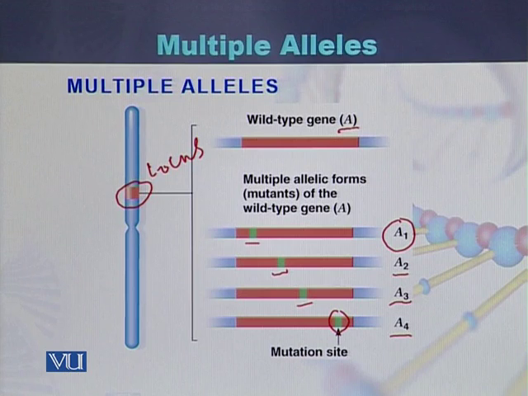So we can say that the concept of multiple alleles is that genes are present on the chromosomes, and genes can be monoallelic, they can be diallelic, and they can be multiallelic, or multiple alleles. In this case, we can see the differences between different alleles of a gene.